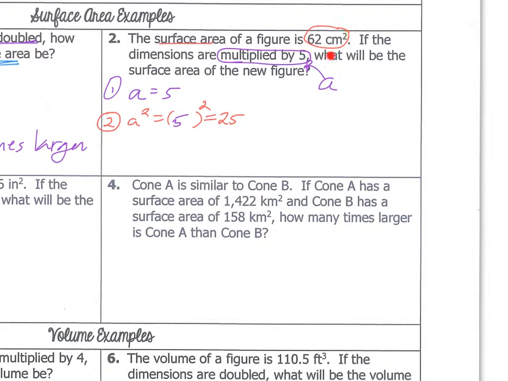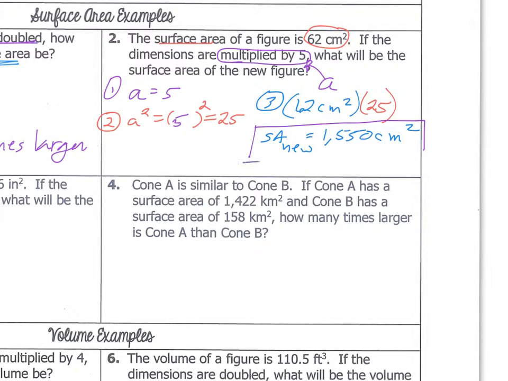The current surface area is 62. So step 3, we're going to take the current surface area, which is 62 centimeters squared, and multiply it by our increase in dimensions. So take 62 and multiply it by 25. What do you get? So the new surface area will equal 1,550 centimeters squared.